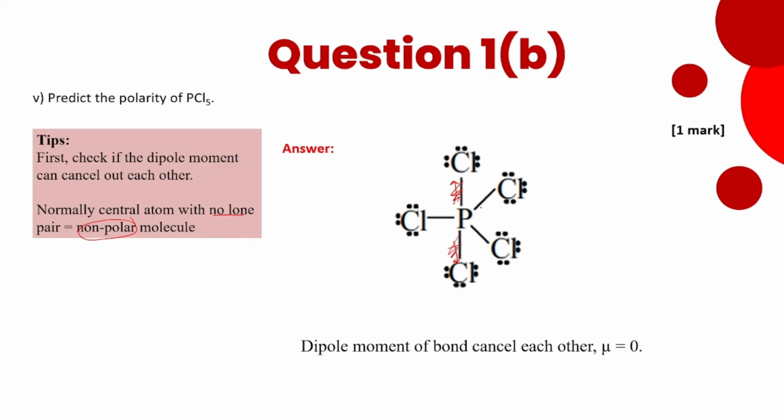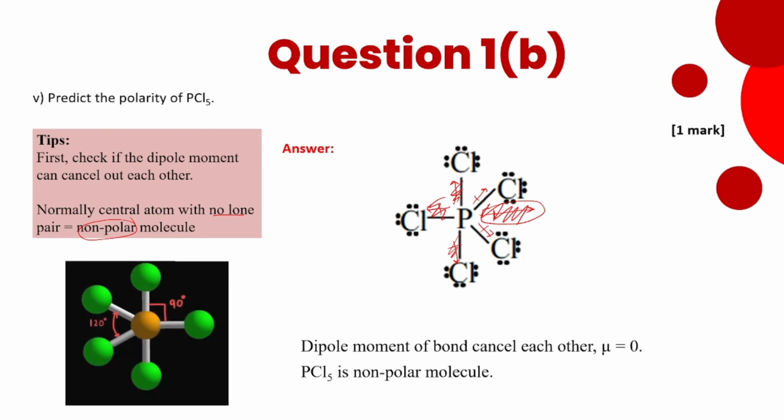And then on the right hand side here, we're going to go upwards and downwards here. So it's going to create a resultant at the center. So right hand side and left hand side will cancel out as well. Therefore, the dipole moments of the bonds will cancel each other. Therefore, mu is equal to 0. So when mu is equal to 0, PCl5 is a non-polar molecule.